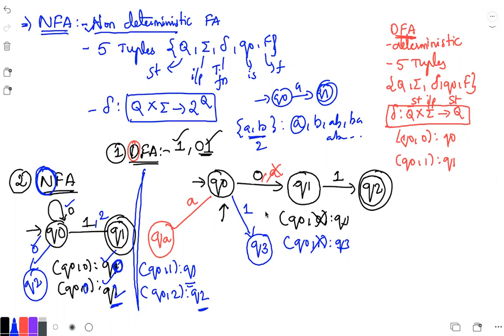Whereas in NFA, Q0 to Q2, it is 0. Two times 0, it is given, sir. So here we can repeat, and in NFA we can repeat, and in DFA we cannot repeat. That's the main difference now.